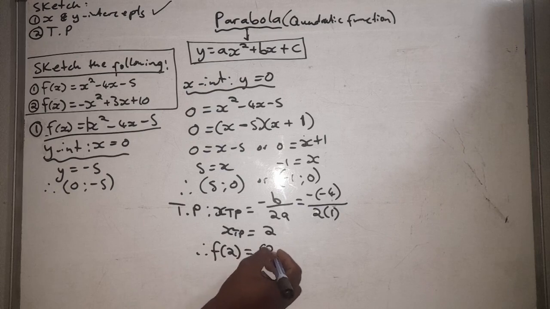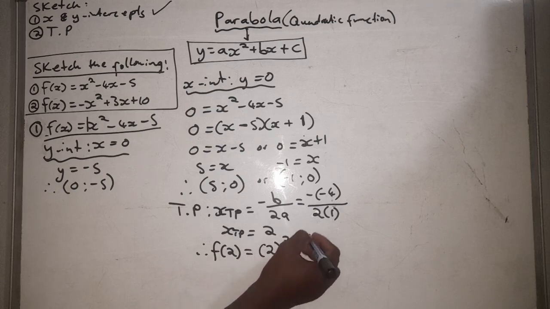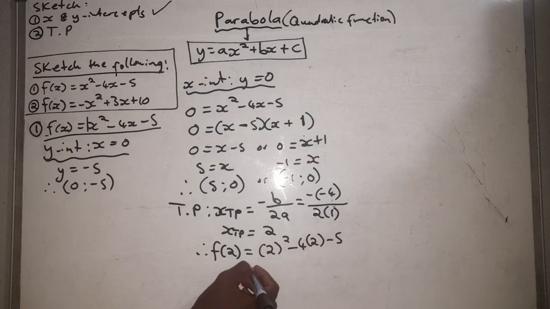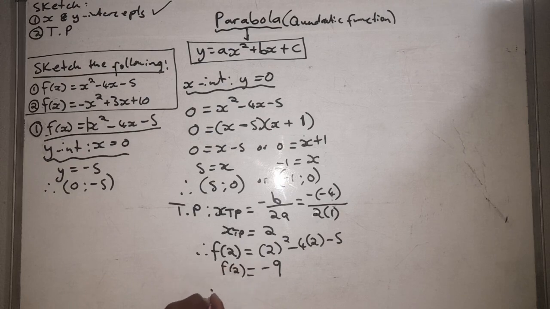Then it's going to be 2 squared minus 4 into 2 minus 5, which is 4 minus 8, that's negative 4, minus 5, it's going to be negative 9. In conclusion, the coordinates of the turning point are 2, negative 9. Now we have gathered the important and required information to sketch this graph. Anyways, let's try and sketch over here.